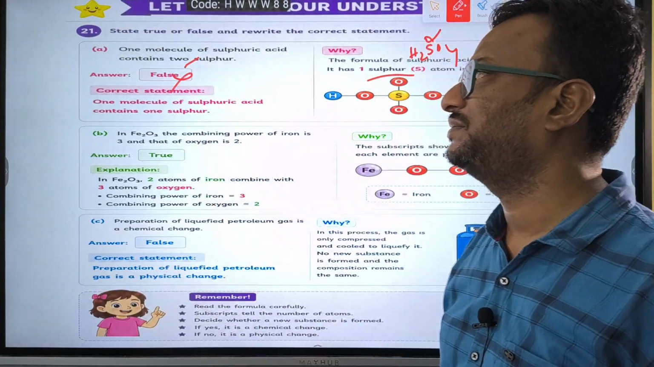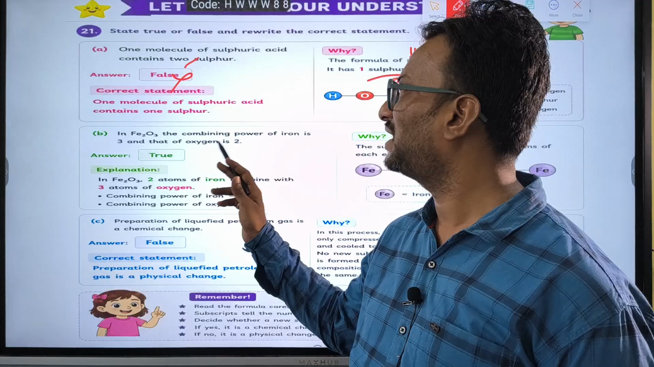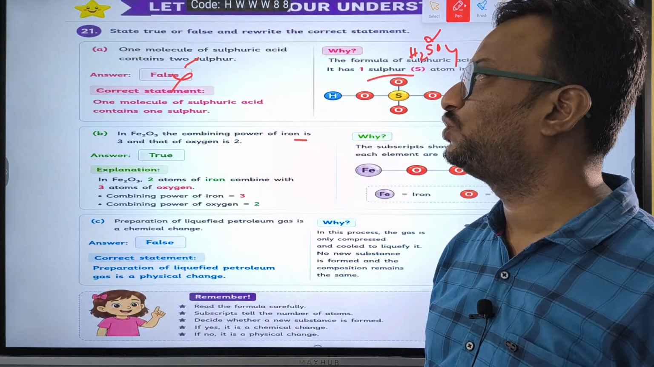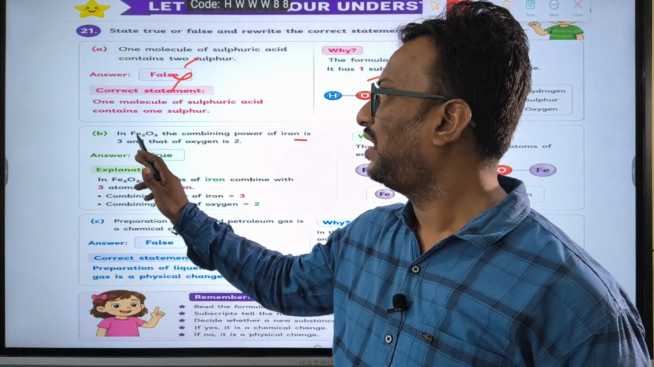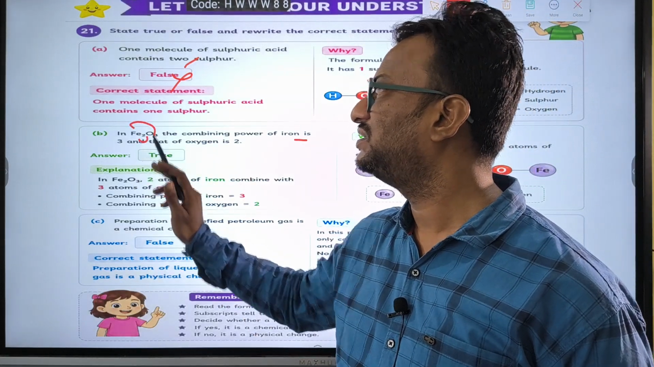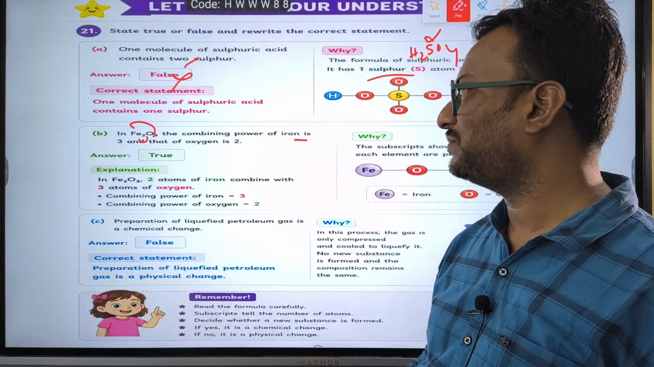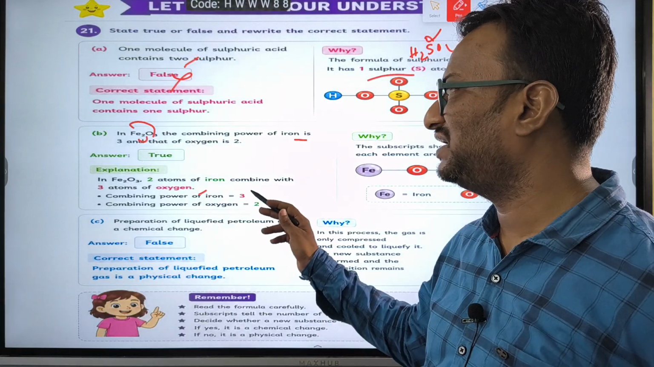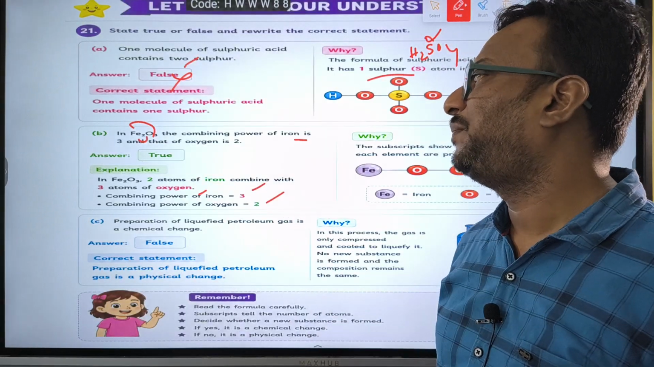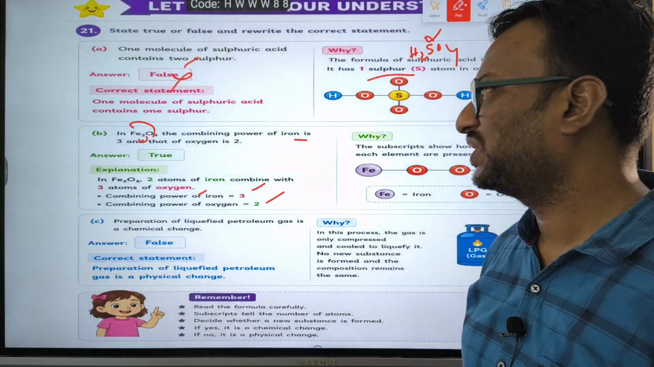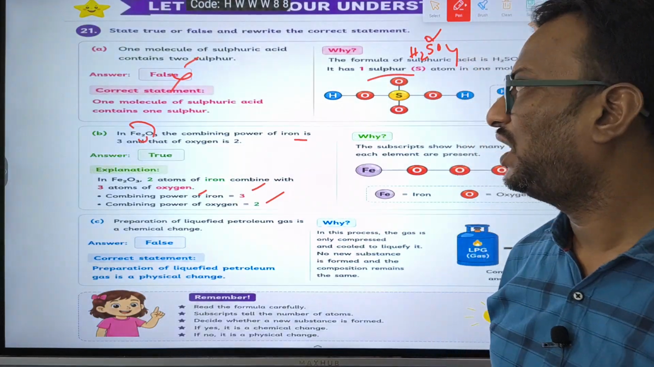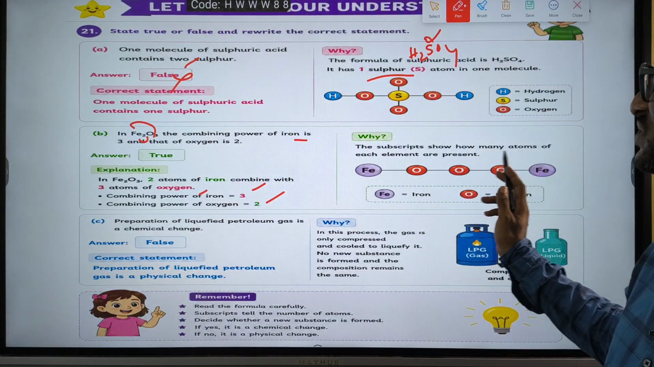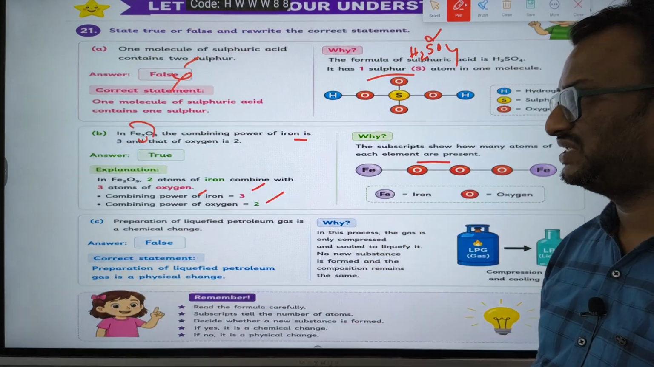In Fe2O3, the combining power of iron is 3 and that of oxygen is 2. Correct: iron 3 and oxygen 2. Reverse: 2 atoms of iron combine with 3 atoms of oxygen. The combining power of iron is 3 and oxygen is 2. They will call it the crisscross method. We will learn this. There is nothing to worry about. The subscripts show how many atoms of each element are present.